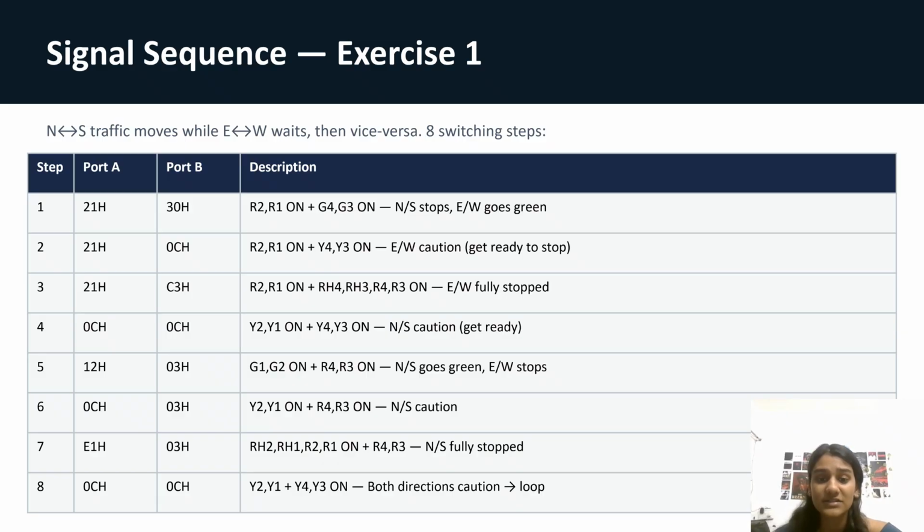Next, yellow lights for north-south are turned on, indicating caution before stopping. Then, red lights for north-south turn on, along with right-hand indicators. Now, north-south traffic is fully stopped. Finally, both directions again show yellow briefly, and then the sequence loops back to step 1.